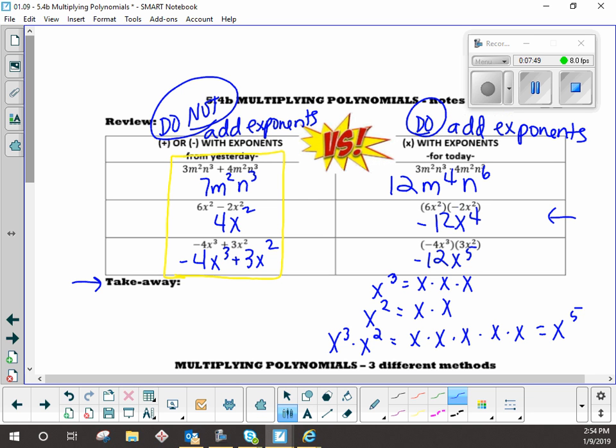Right. So that is how you can take the exact same terms. It looks different when you're multiplying than when you're adding or subtracting. And all we're doing for the rest of the lesson is talking about multiplying polynomials, all right? And by the way, we have a quiz coming up on Tuesday.